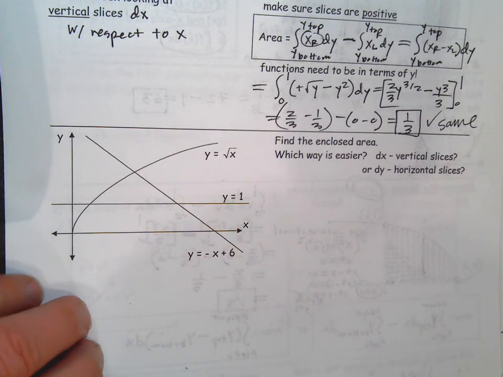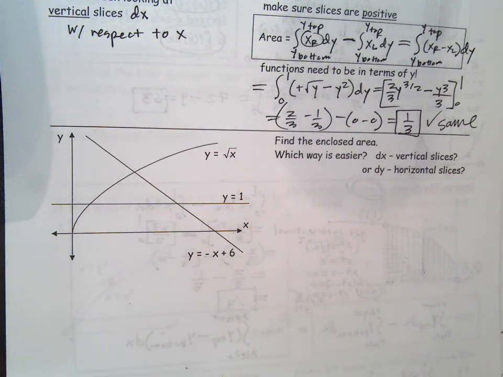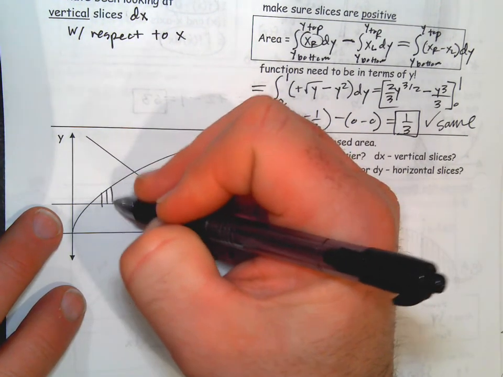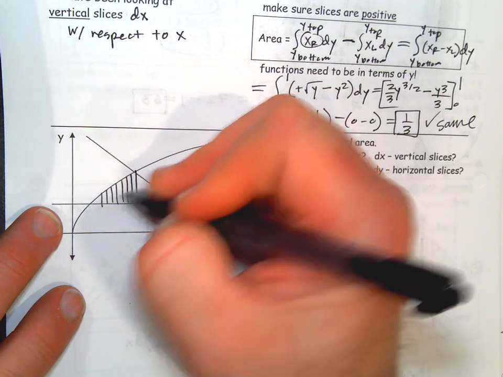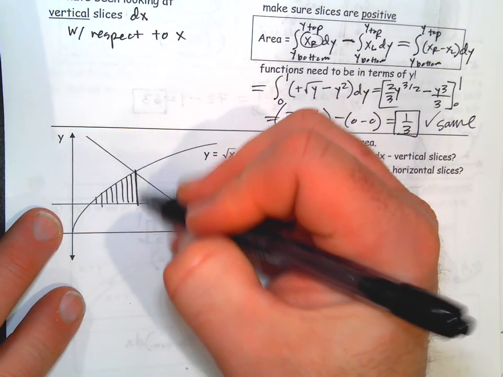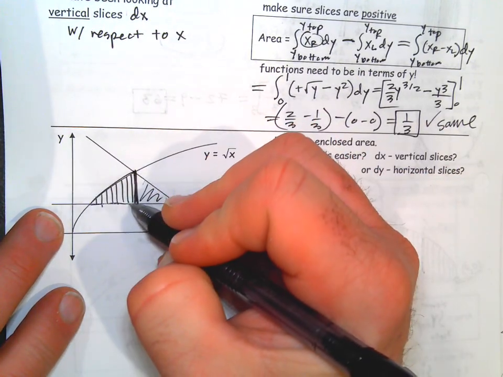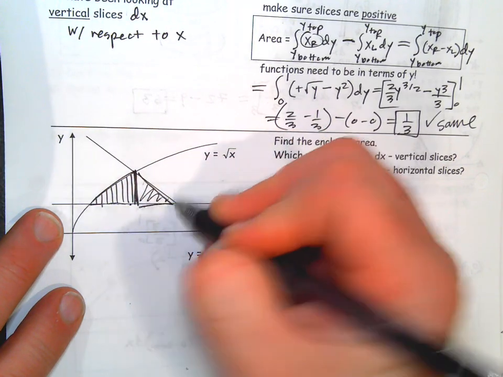So which way is easier, dx or dy? Most of us are going to feel more comfortable with dx right now, but dy is going to have its advantages, and sometimes it's going to be your only option. So you're not going to be able to just always do dx. So let's start with dx first. If you're doing dx, you're doing vertical slices, right? So you're going to have to find this area first and then find this area next, because the top curve and the bottom curve that create that area are different. So that's a new thing.